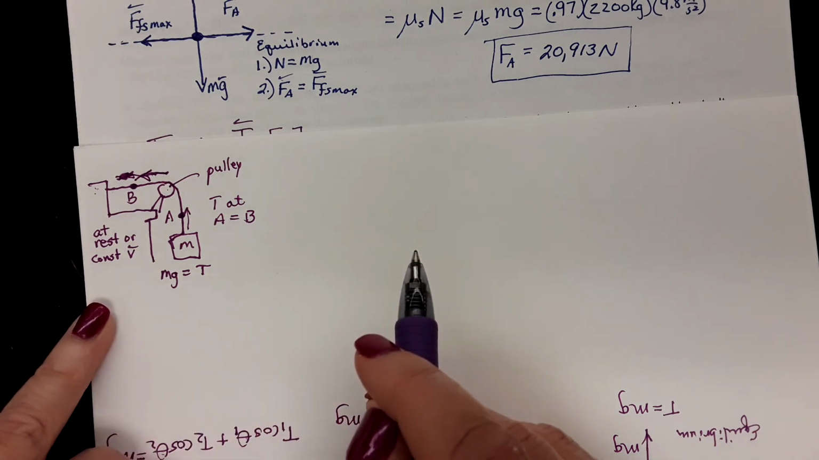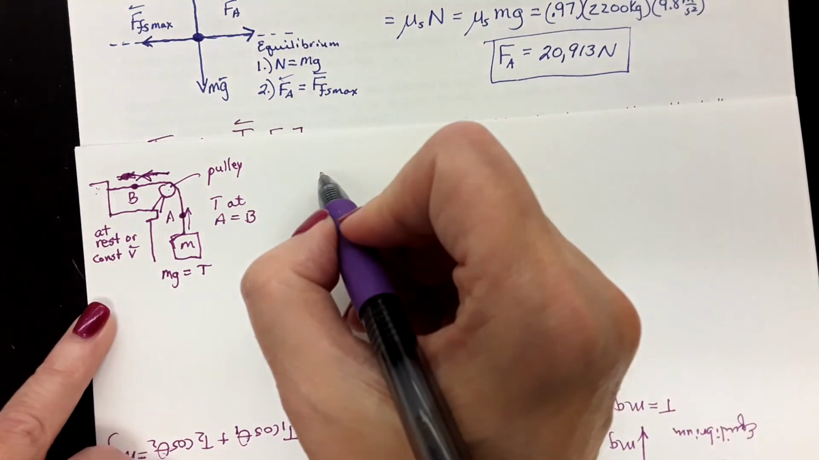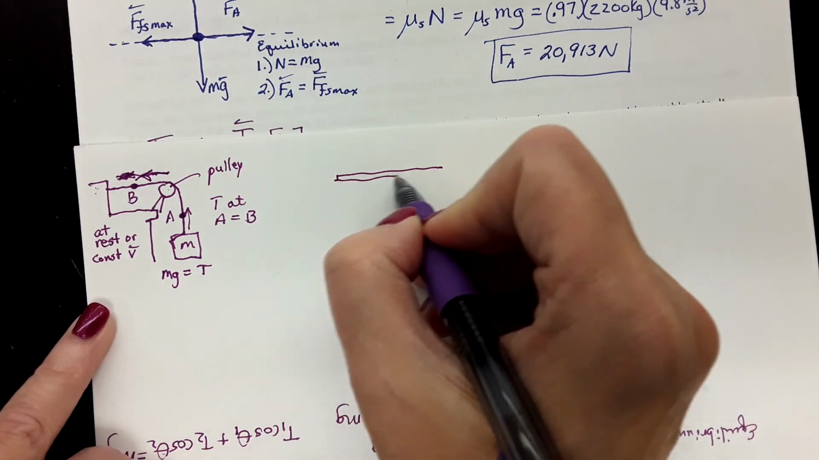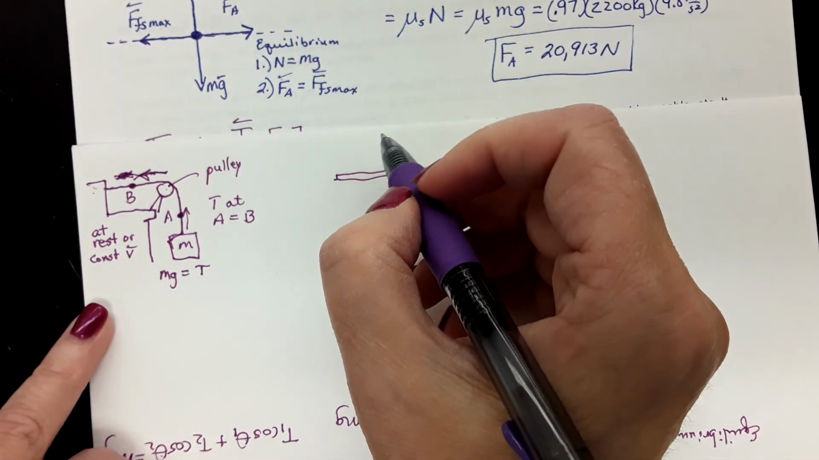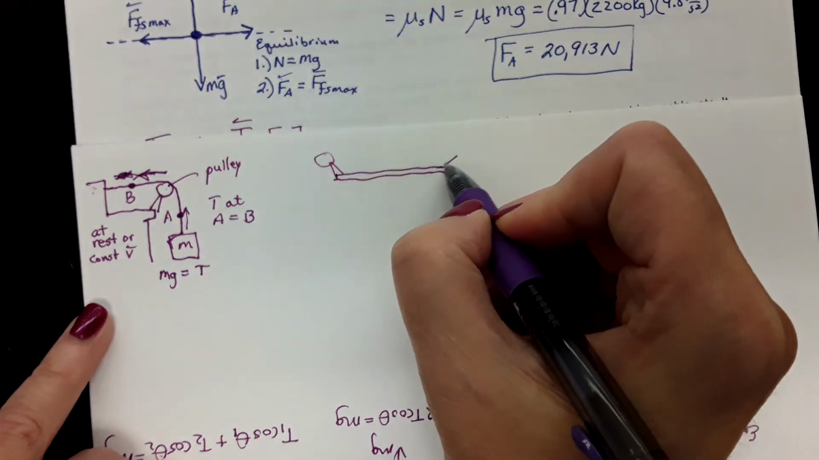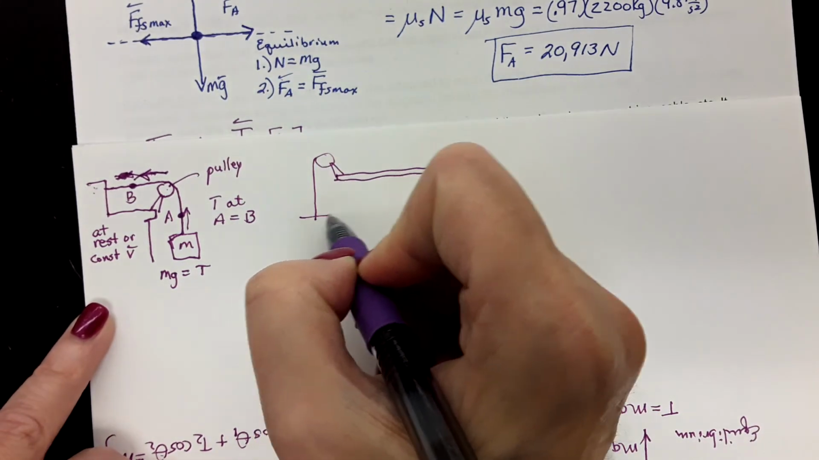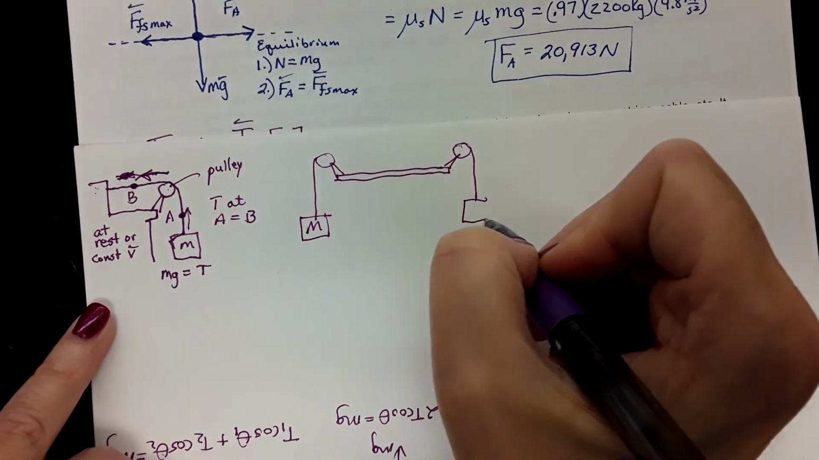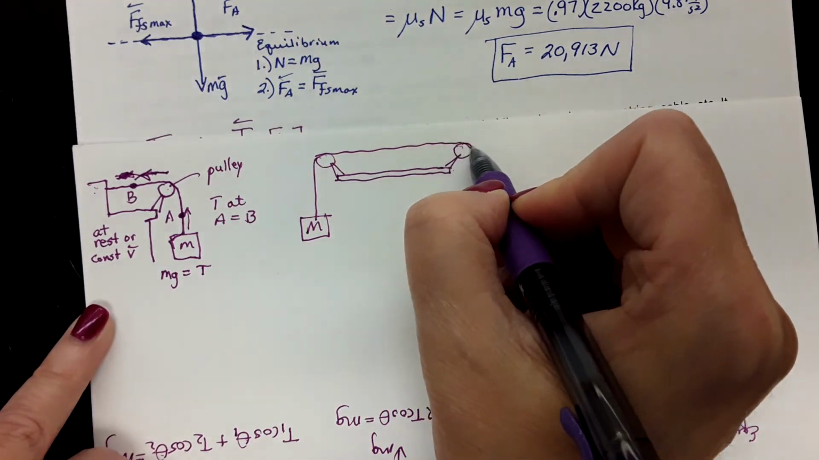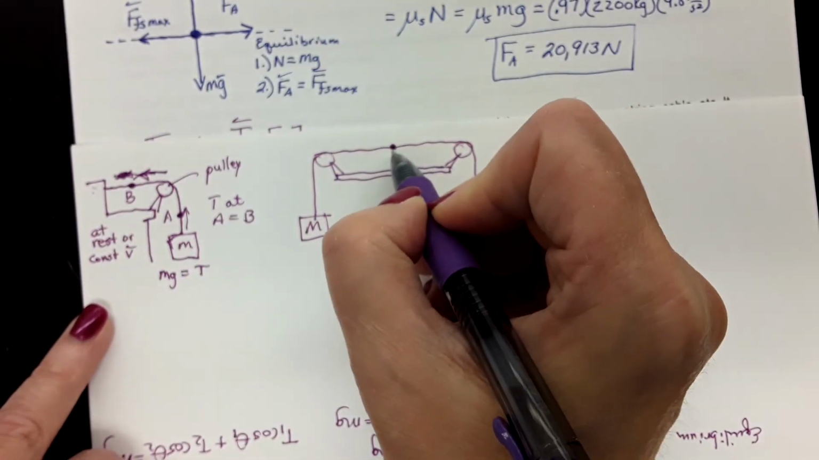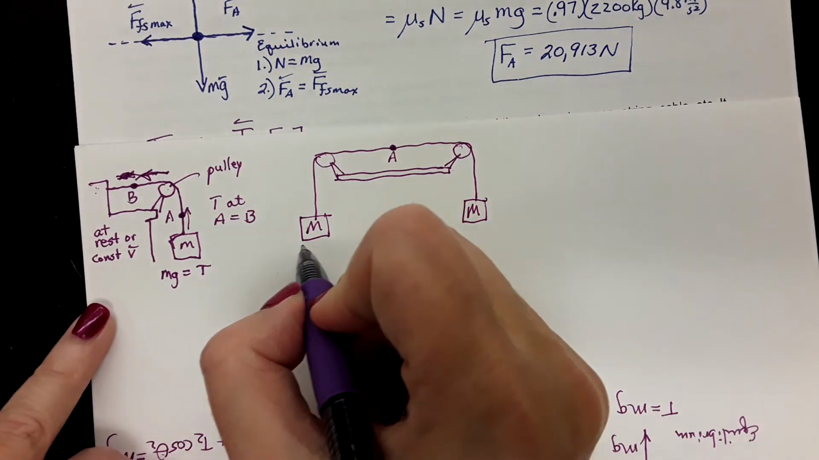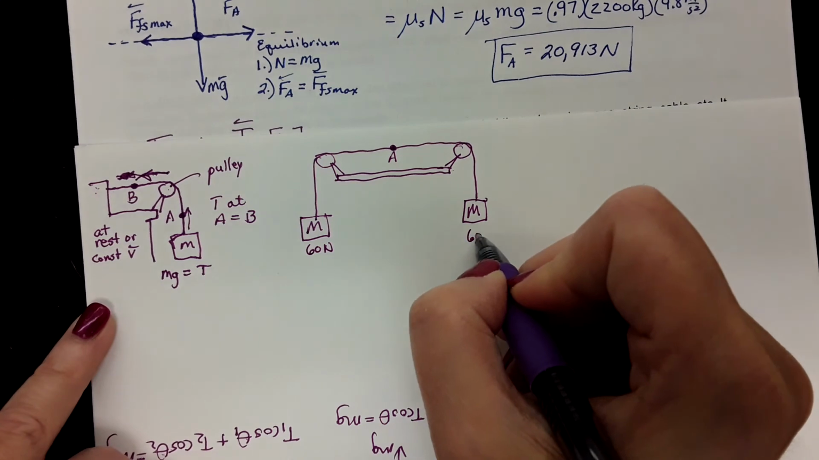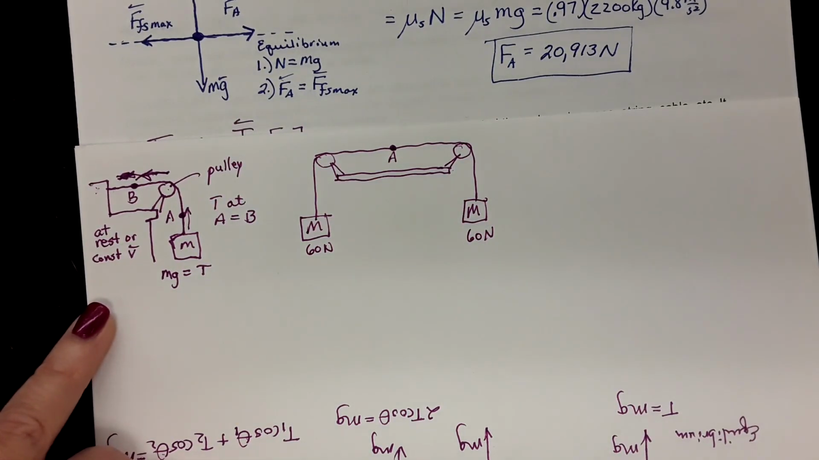Now, let's see. Let's try a different situation. Let me think of one here. Oh, okay, how about this one? You're going to see some of these. All right, and we've got two pulleys this time. And we want to know what is the tension right there. Okay, let's suppose this is 60 newtons and this is 60 newtons. Okay, so what would be the tension at point A? Well, it would not be 120 newtons.